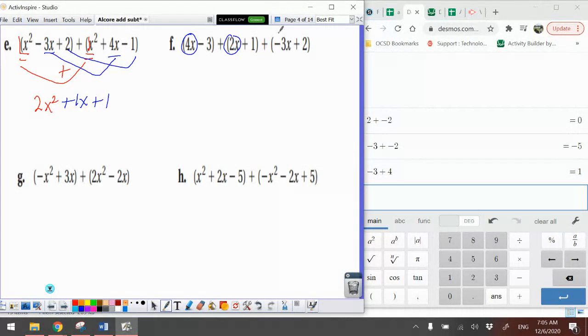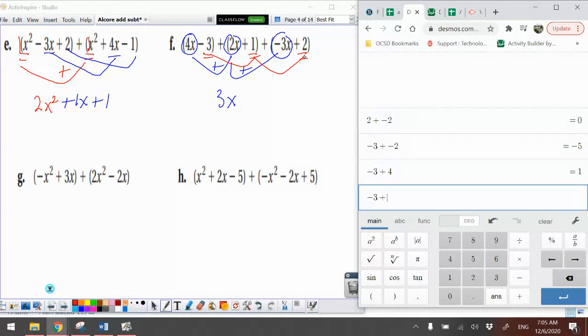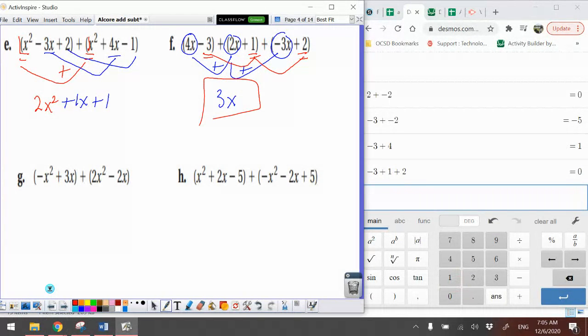Okay, 4x, 2x, and negative 3x. So I'm going to add all three of these. 4 plus 2 is 6. 6 minus 3 is 3. And now I have to do my numbers. So I have negative 3 plus 1 plus 2. Negative 3 plus 1 plus 2 is 0. So my answer here is 3x. I don't write the plus 0. All right, let's keep going.